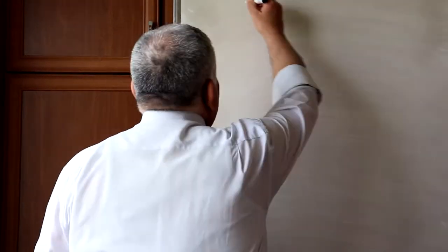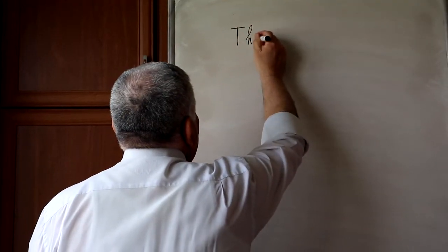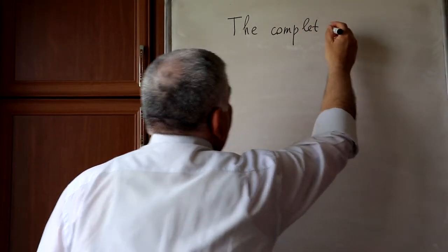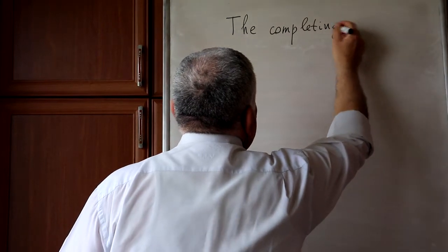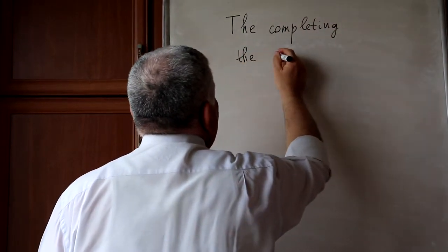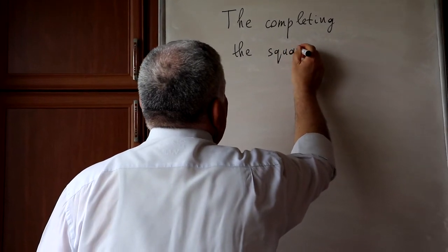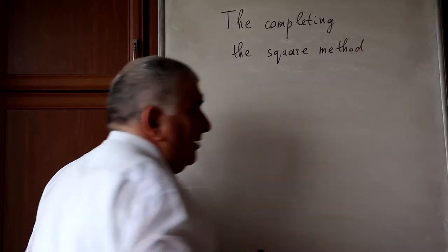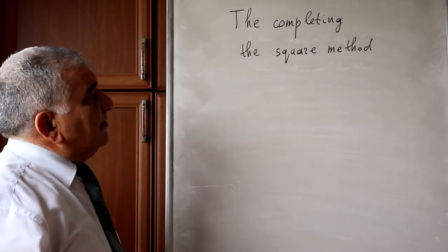Now continue the indefinite integration and consider the next integration method, named the completing the square method. This method has two types. The first type is for arctangent.